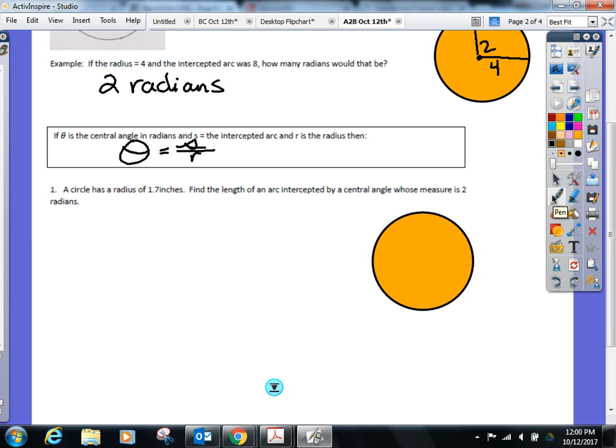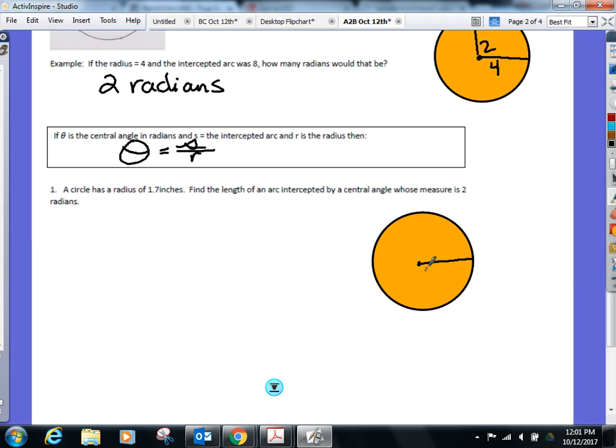All right. A circle has a radius of 1.7 inches. Here's how I like to do these. What value is this going to be in my formula? Theta, R, or S? A radius has a length of 1.7 inches. What value is that going to get plugged in for? R, good. Find the length of the arc. So what am I going to find the length of? S, with a central angle whose measure is 2 radians. Where am I going to plug the 2 in for? That's my radians, theta.